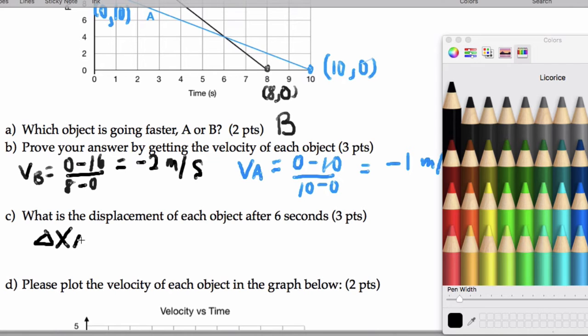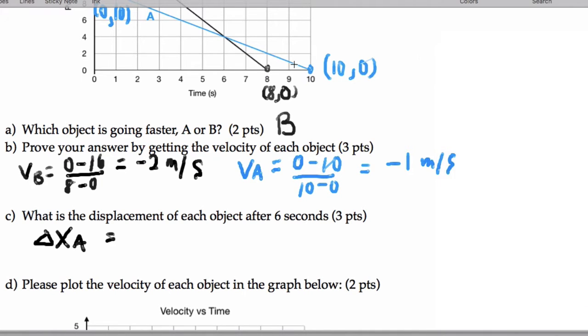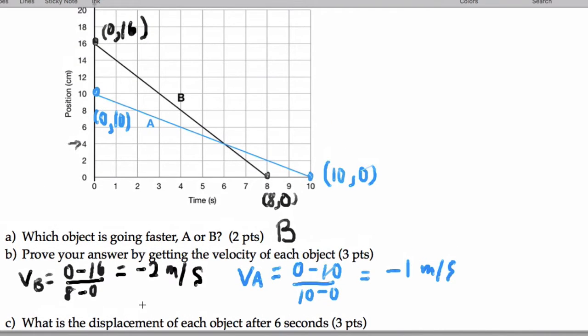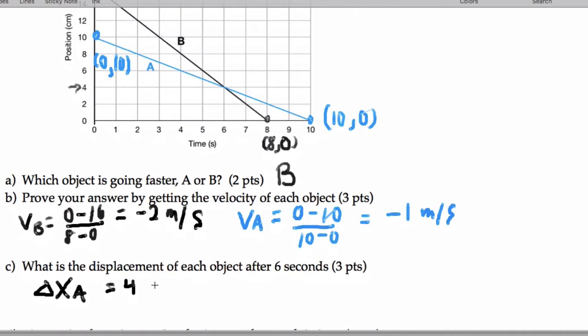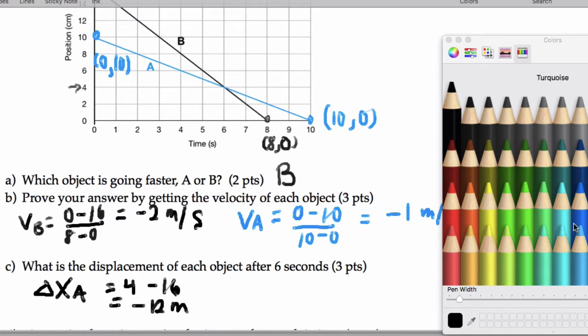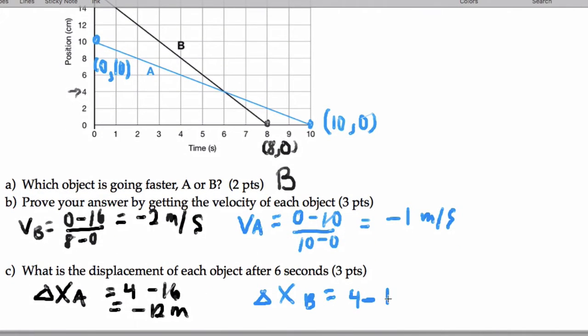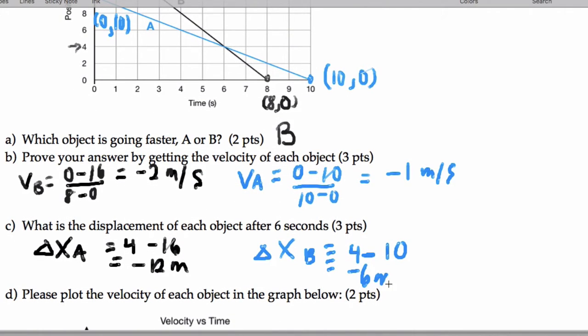So delta XA, if we look at 6 seconds, it is at the 4 centimeter mark, having started from the 16 centimeter mark. So that's giving us a displacement of -12 meters. So it's 12 meters backwards from where it started. And looking at object B at the 6 second mark, it is also at 4 meters. That's why the graphs cross. And it starts from the 10 centimeter mark. So that's going to give us a displacement of -6 meters.